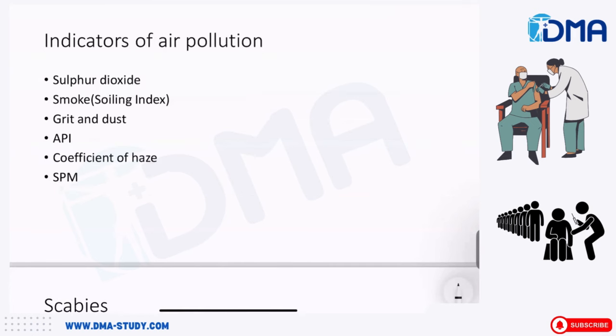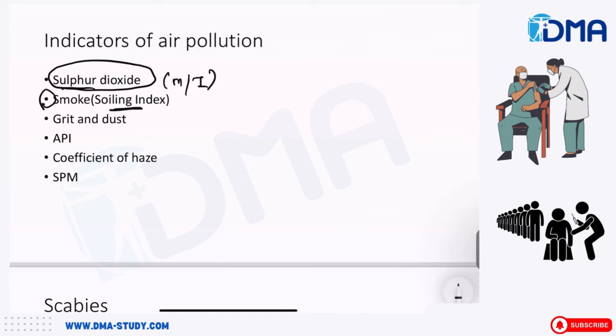So based on indicators of air pollution, what is the question which you will get? They'll give the indicators and they'll ask you which is the most important indicator. Sulfur dioxide is the most important indicator for air pollution. And one more, all these other indexes are used for measuring the air pollution.